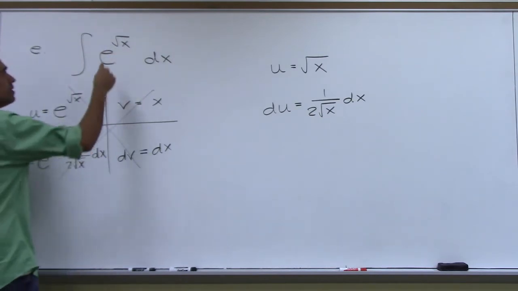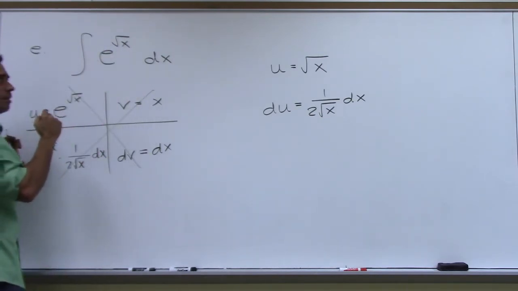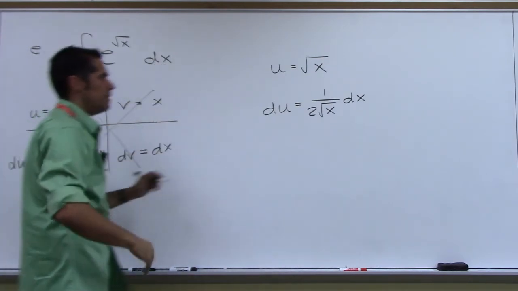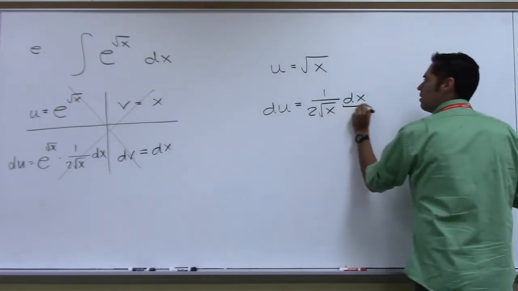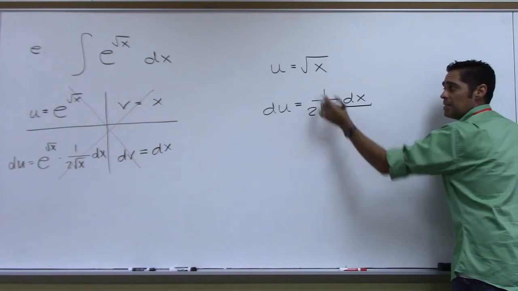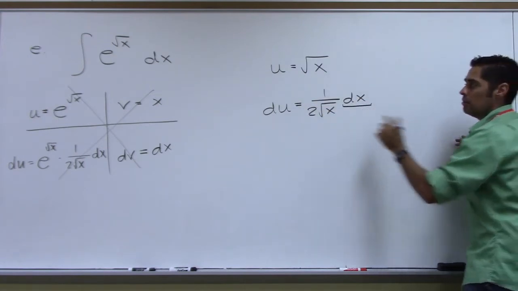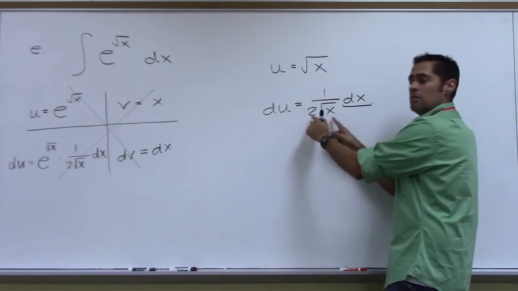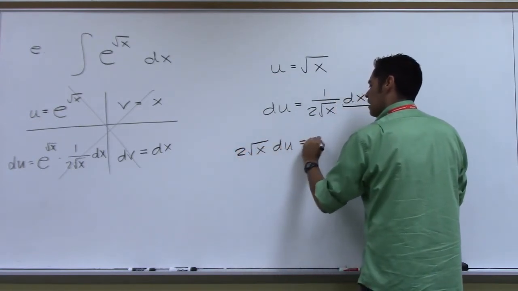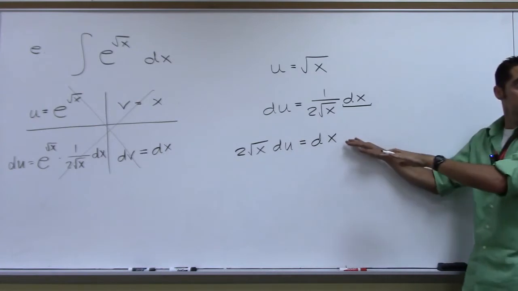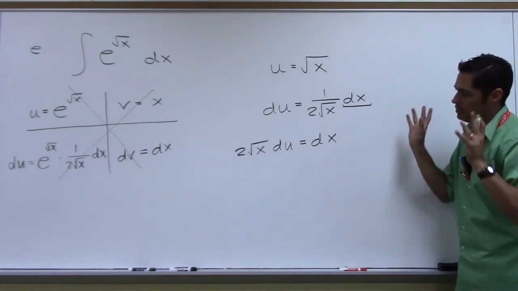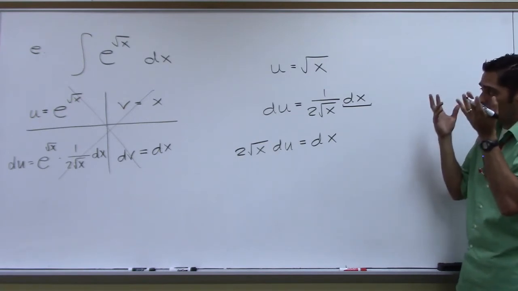So I know I can rewrite this as e to the u, right? But dx, how can I rewrite dx? I have to get it to match up. So I have to isolate this, don't I? How do I isolate this? Take that to the other side, right? Multiply both sides by 2 root x. So it's going to be 2 root x du equals dx. Do you follow this? Now this I've never done before, and you should probably be asking yourself, what are we going to do about this?